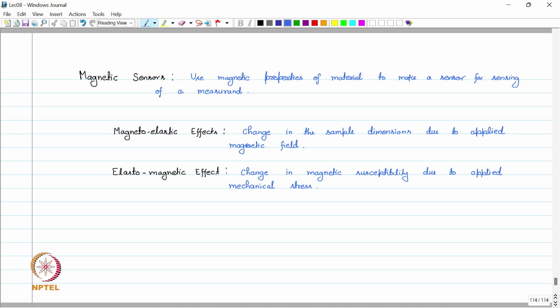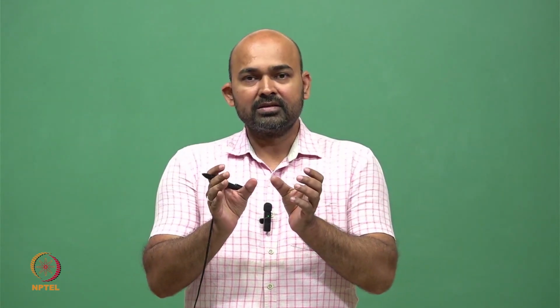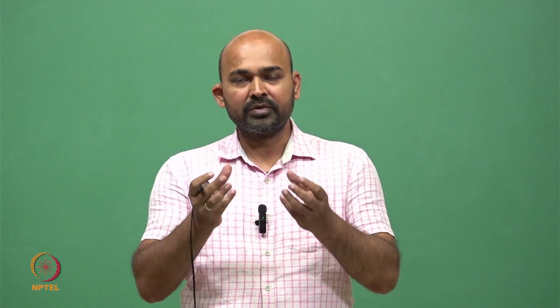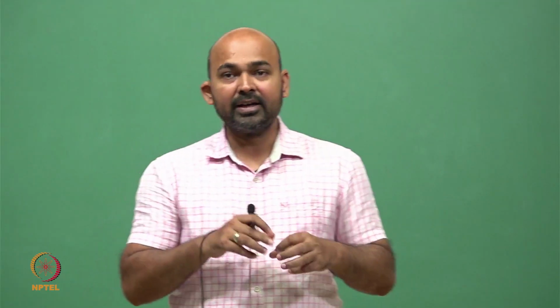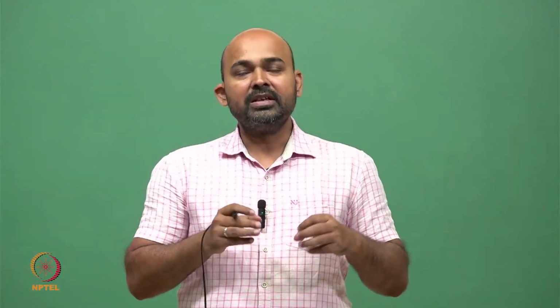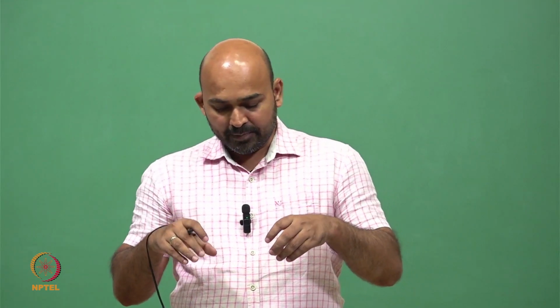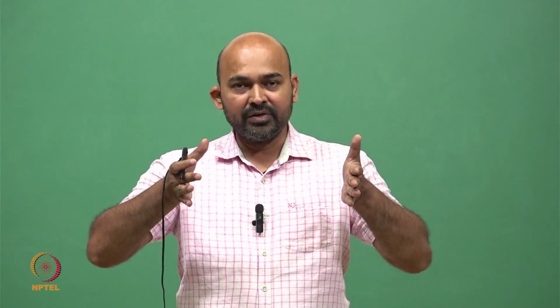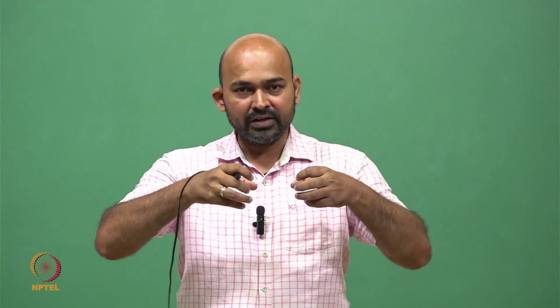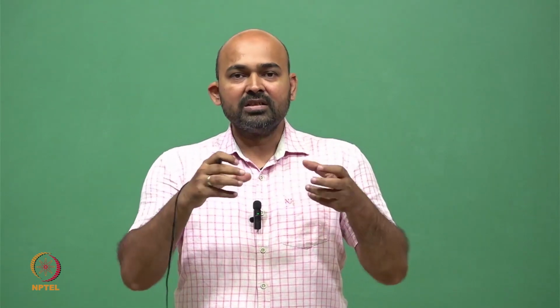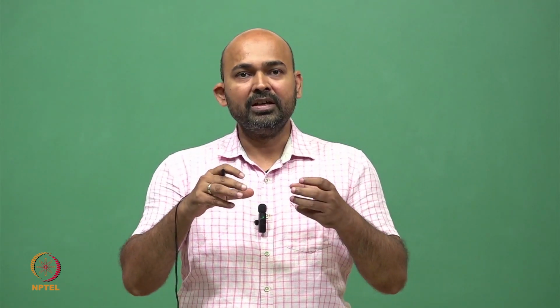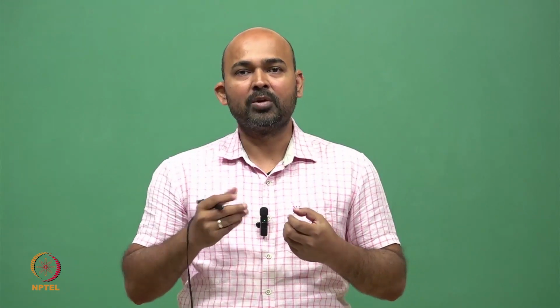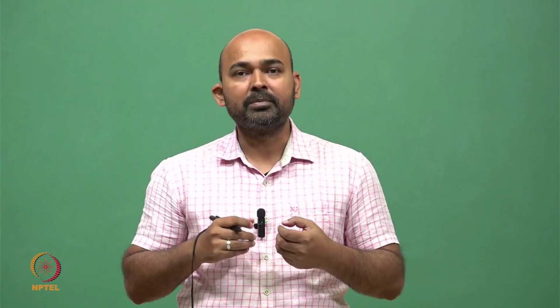So here we have two effects. Magnetoelastic effect: when we apply a magnetic field, the length and width of the sample actually change because of the application of this magnetic field. And the reverse of this is elastomagnetic effect. When we apply a mechanical stress, when we compress the material by applying force or we expand it, because of the change in the physical dimension of the material, it develops certain change in the magnetic properties such as the magnetic susceptibility. So this effect is called elastomagnetic effect.